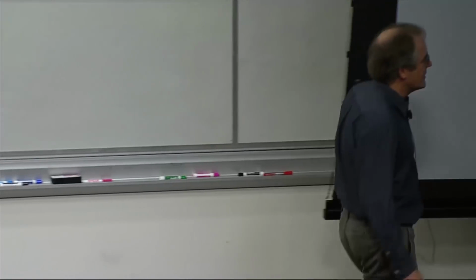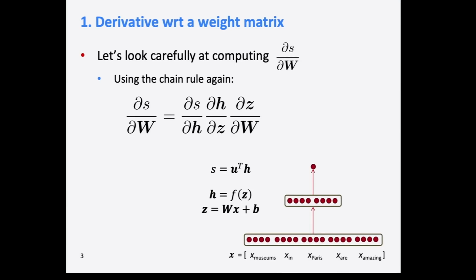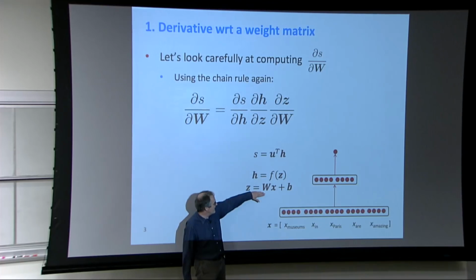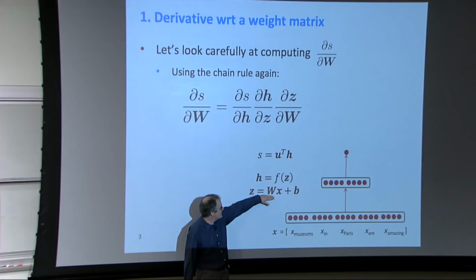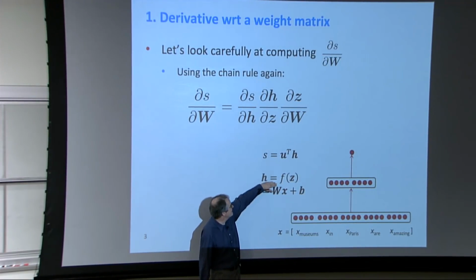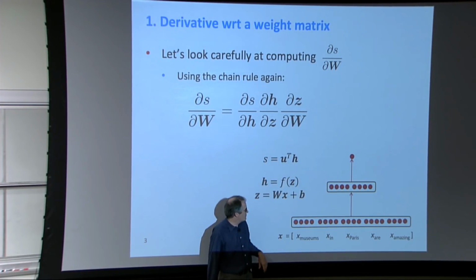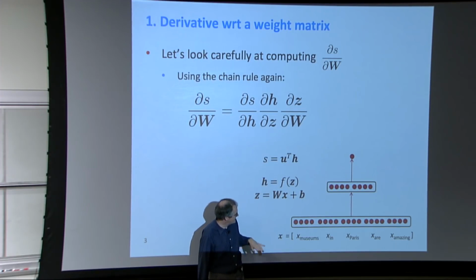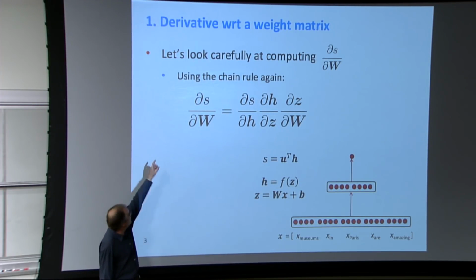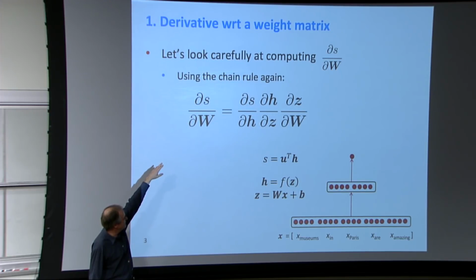So let me just finish off where we were last time. Remember we had this window of 5 words, and then we were putting it through a neural net layer of z equals Wx plus b, nonlinearity of h equals f of z, and then we were going to just get a score as to whether this has in its center a named entity like Paris, which is sort of taking this dot product of a vector times the hidden layer. So this was our model. And then we were wanting to work out partial derivatives of s with respect to all of our variables.